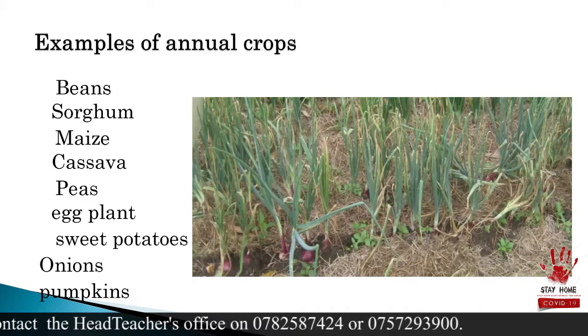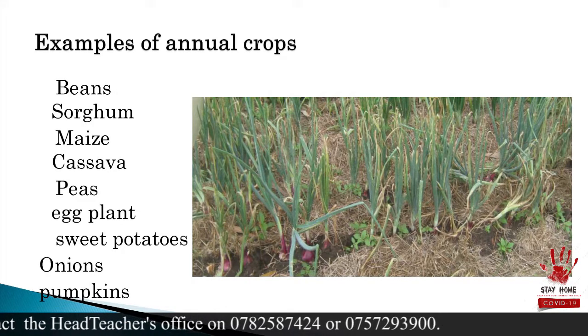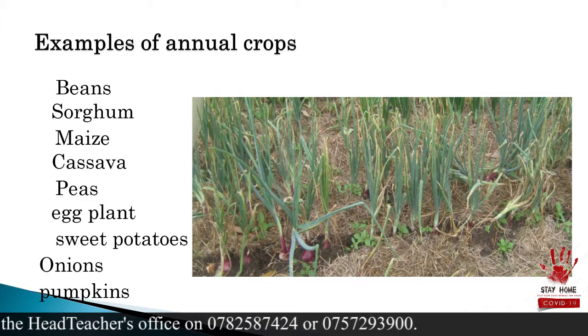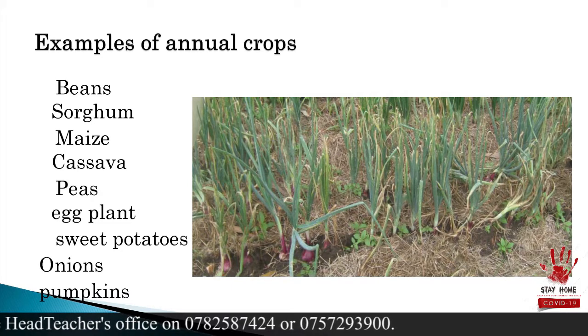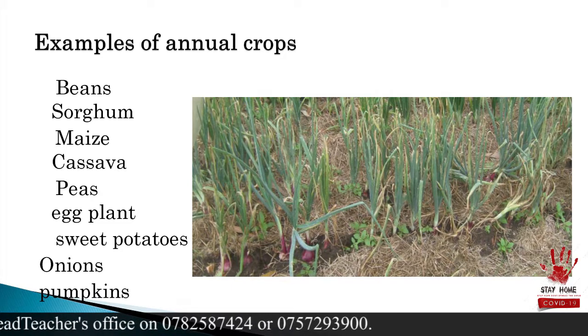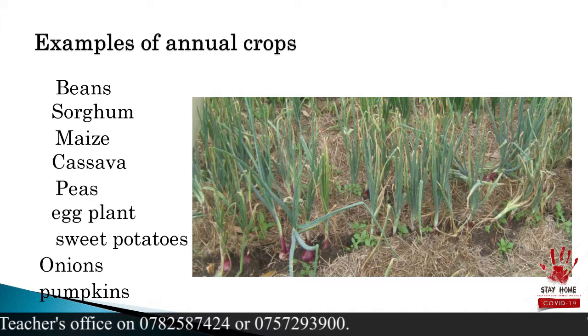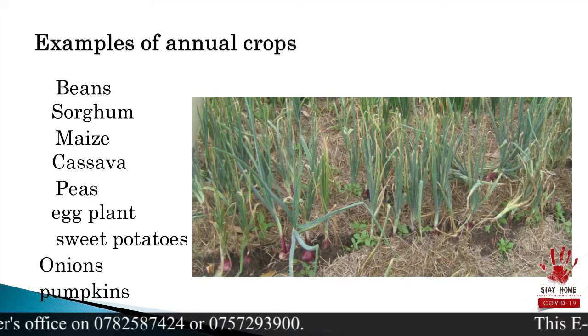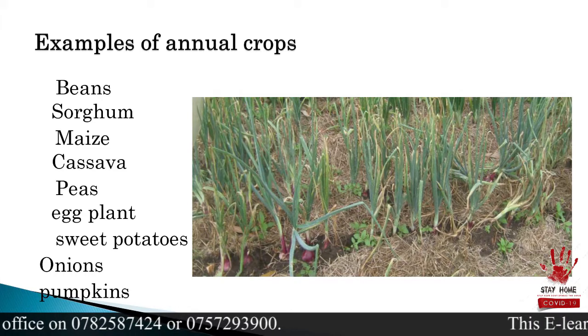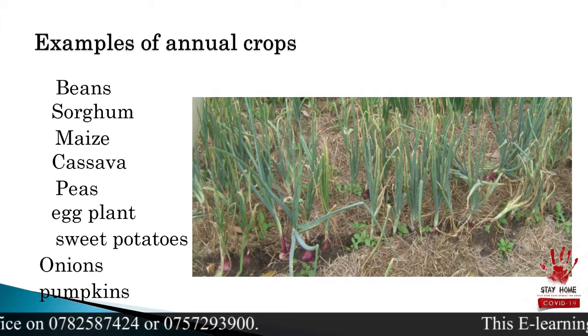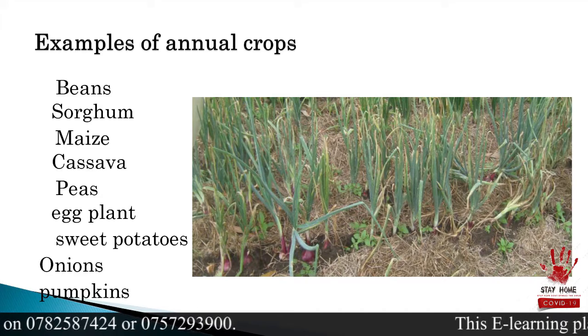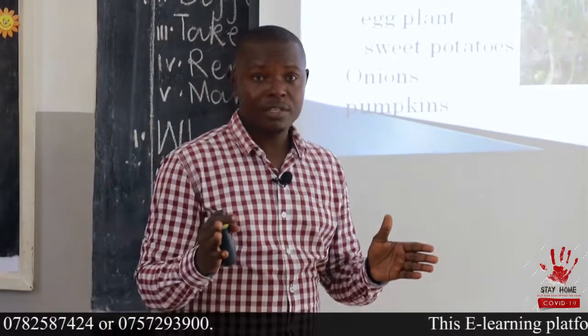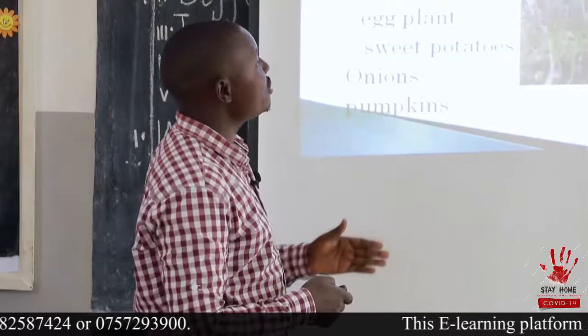Now, let's look at the examples of annual crops that we have. I have beans, sorghum, maize, cassava, cowpeas, eggplants, sweet potatoes, onions, pumpkins, and many others. The carrots you can mention but a few. Those are called annual crops.